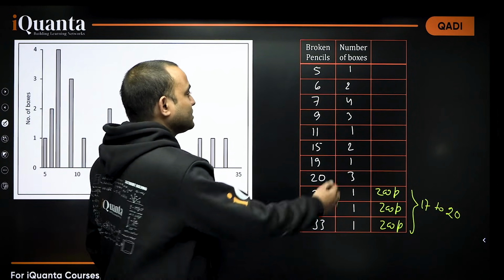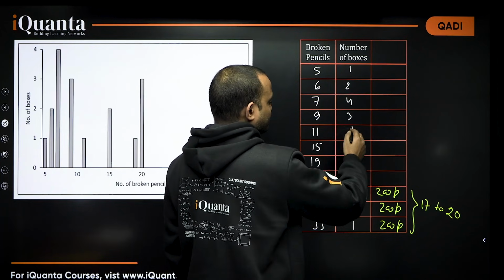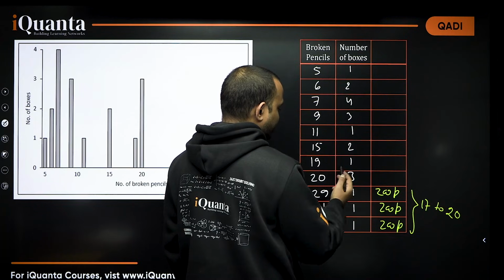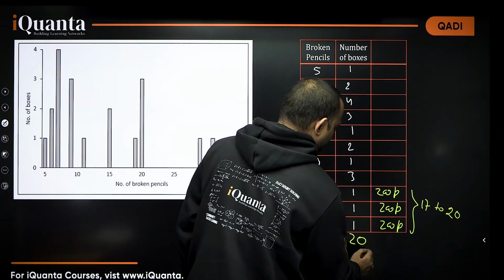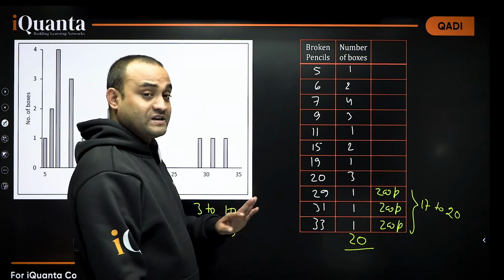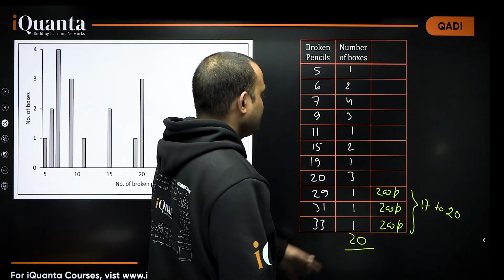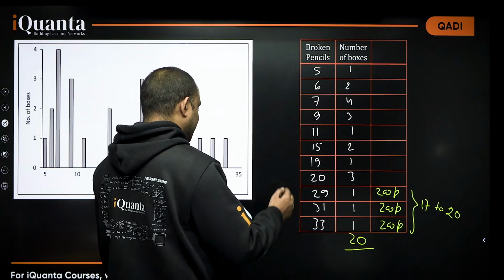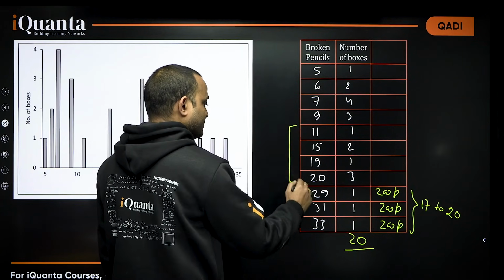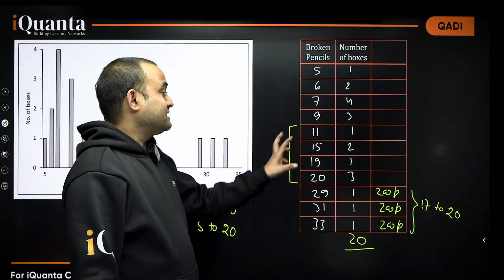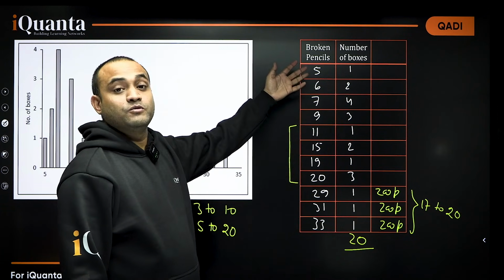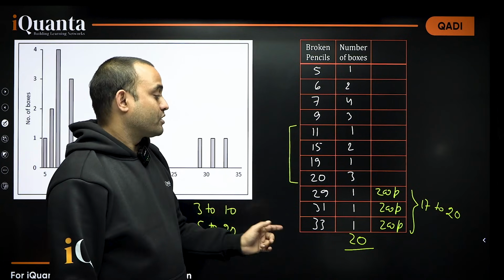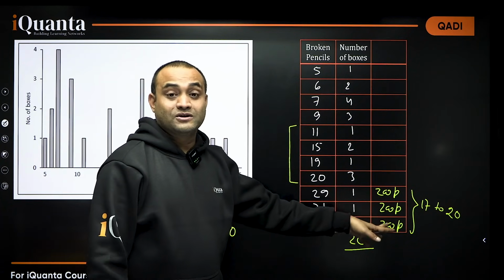Now if I add all these numbers, 3 plus 4, 7 plus 3, 10 plus 1, 11 plus 3, 14 plus 3, 17. So total number of boxes is 20. So every single box is accounted for here. Now in that case, if we talk about 11 to 20, all of these 4 boxes cannot belong to 50 pencil size. These 4 boxes must belong to 100 or 200 pencils.